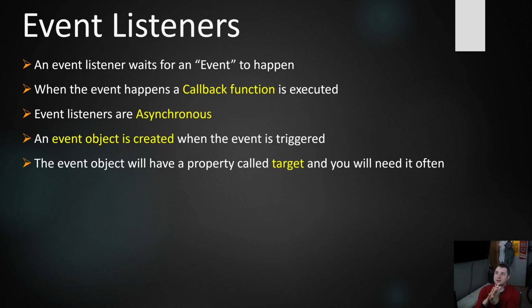The event listener itself. An event listener waits for an event to happen. When this event happens, we're going to run what is called a callback function. A callback function essentially is that we are going to acknowledge that this event exists. However, it's a state, it's a code condition, and it's not true right now. So when this condition becomes true, we will run this function called a callback function.